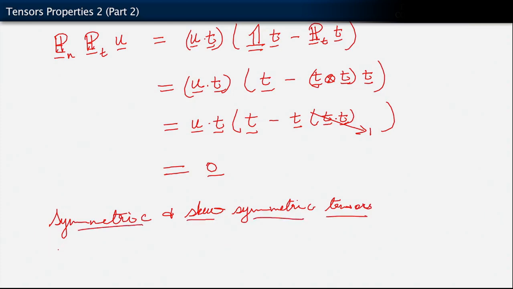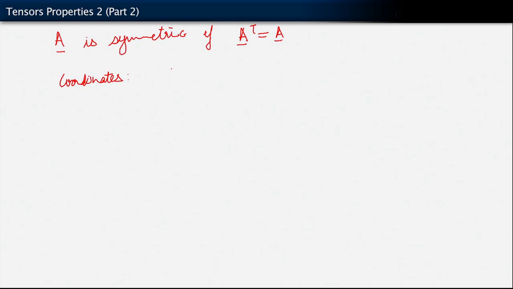So A and B, as before, are tensors. Then A is symmetric if A transpose equals A. In coordinates, what this means is that A ji equals A ij.